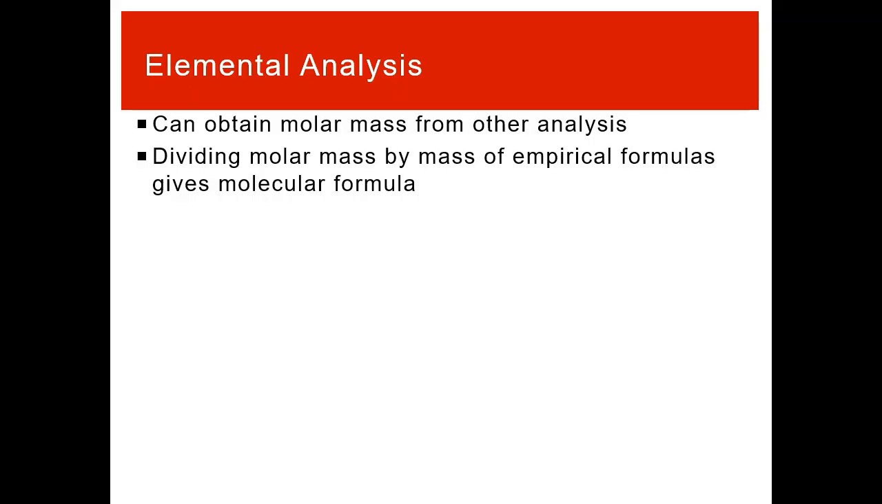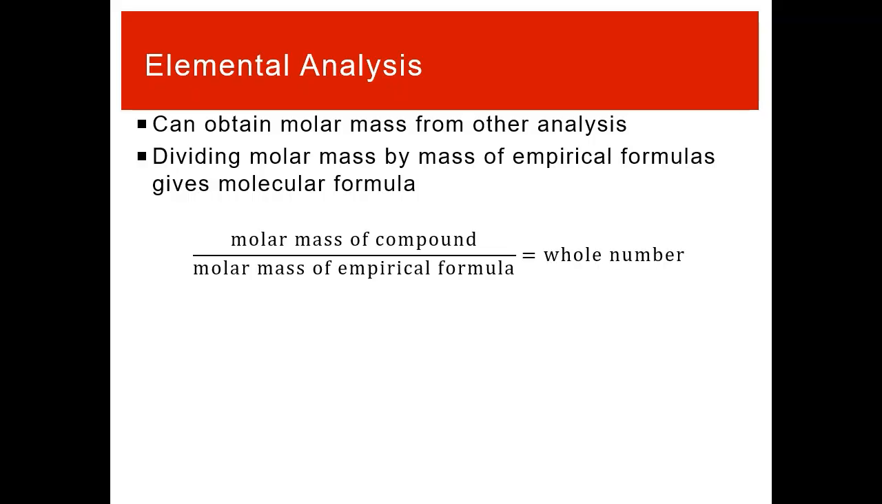So we're used to getting molar mass from the molecular formula, reading it off the periodic table, but you can't do that if you don't know what it is. So there are experiments you can do in order to figure out what molar mass is. So what you're going to do is divide the molar mass by the mass of the empirical formula to figure out what the molecular formula is. So let's take a look at what I mean by that.